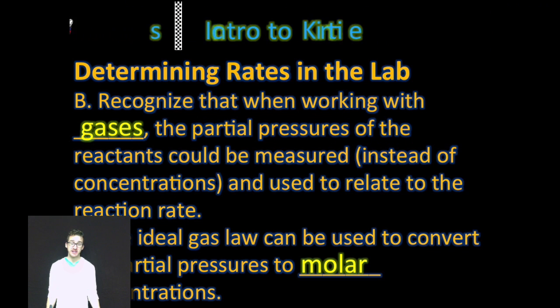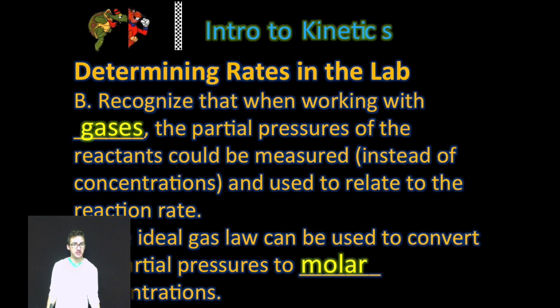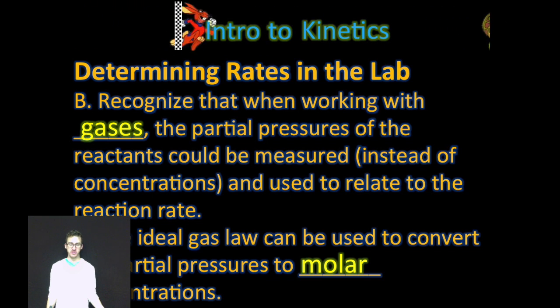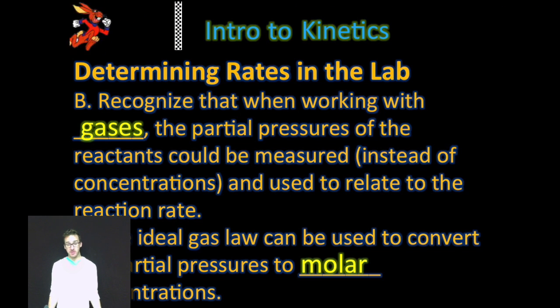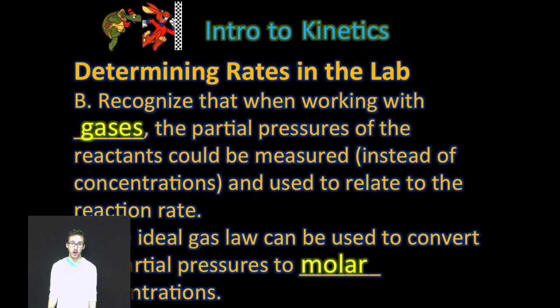And it's important to recognize that when you're doing this with gases, you can also measure the partial pressures of the reactants instead of concentrations to relate it to the reaction rate. Keep in mind, we can always use the ideal gas law, PV = nRT, to determine molar concentrations.